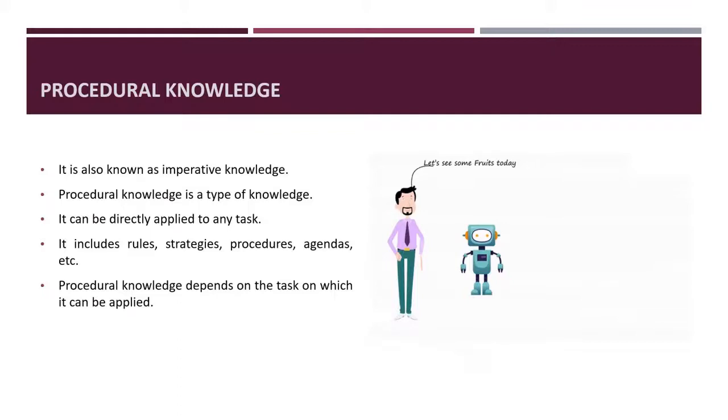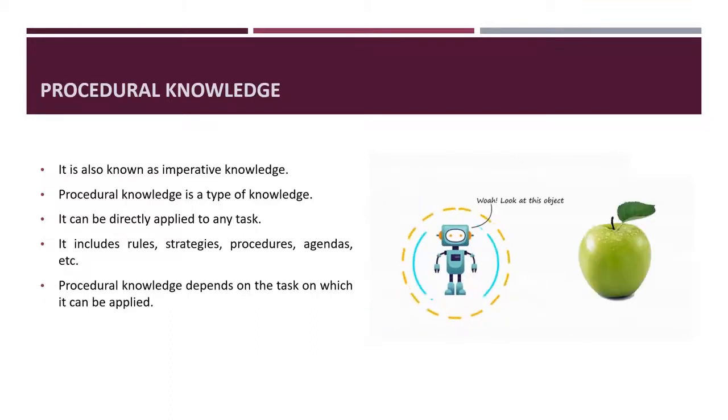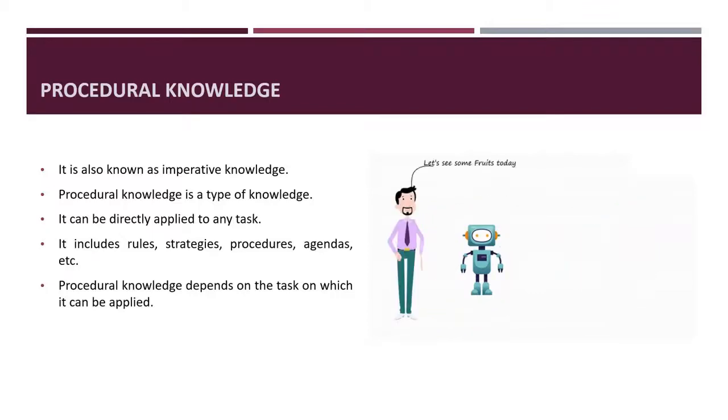The next one is procedural knowledge. It is also known as imperative knowledge. Procedural knowledge is a type of knowledge which is responsible for knowing how to do something. It can be directly applied to any task. It includes rules, strategies, procedures, agendas, etc. Procedural knowledge depends on the task on which it can be applied.